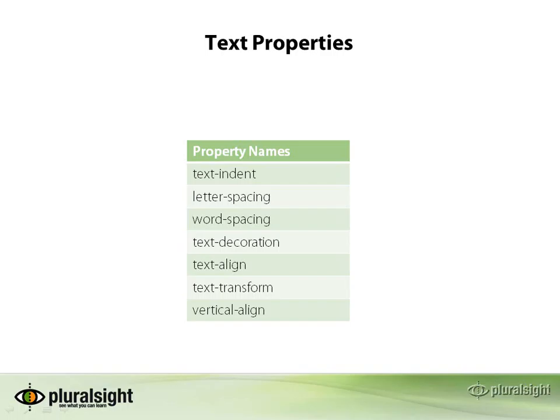Finally, there are properties you can set to influence the look and layout of textual content regardless of what font you use. These are the text properties. They allow you to indent the leading text of a paragraph, add spacing between letters and words, add underlines or strike-throughs across characters, and perform some alignment and transformations. Let's use some of these properties inside of our application.